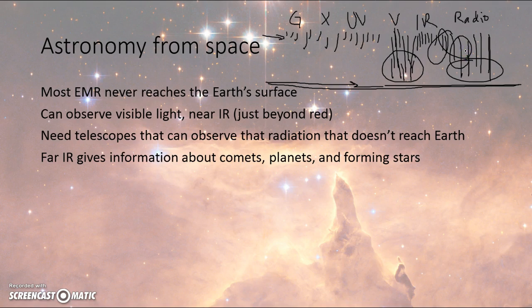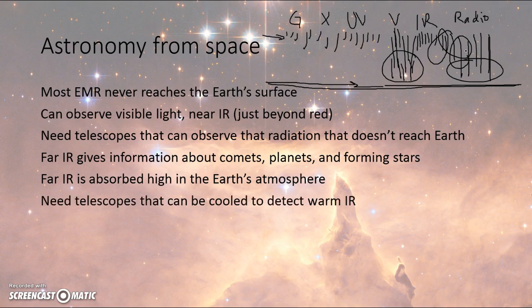is going to give more information about comets, planets, and forming stars. And it's really important that we study that because we want to know about comets, planets, and forming stars. Okay, now the far IR is absorbed high in the Earth's atmosphere, just like I said, and we need telescopes to be sent up into space so that they can actually read that far IR.